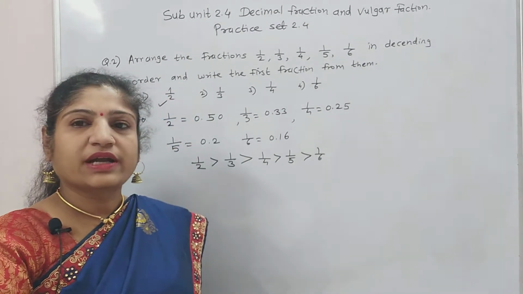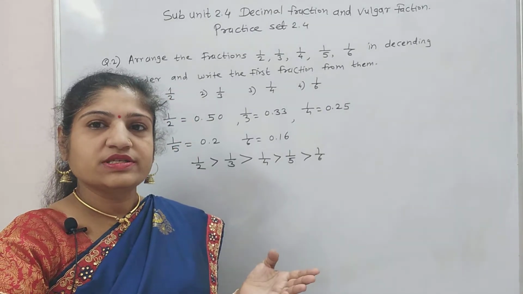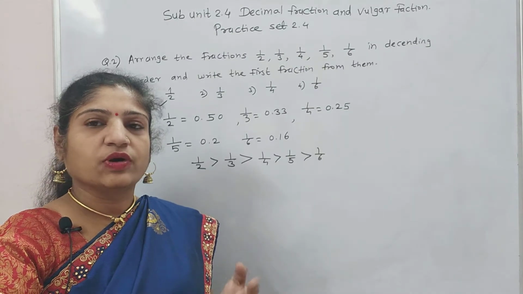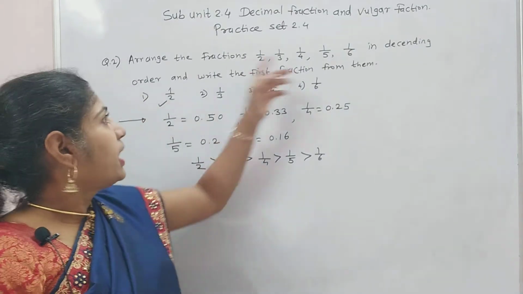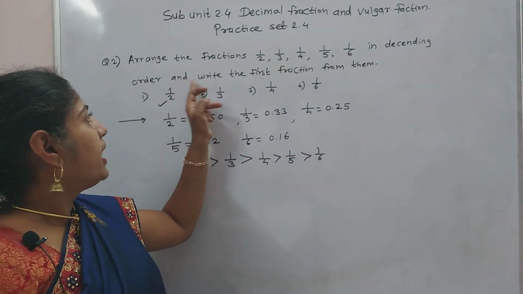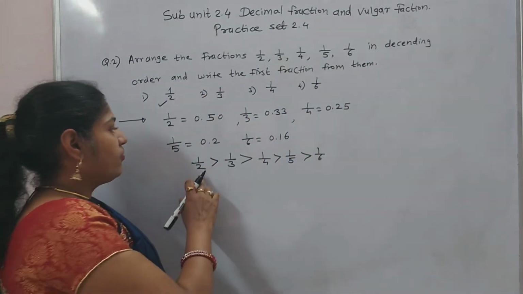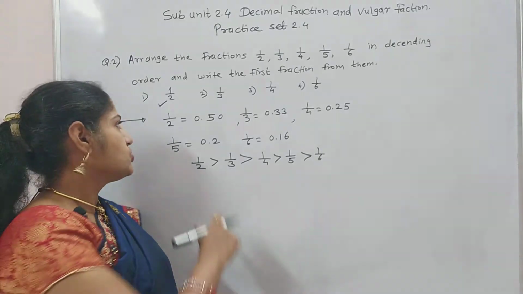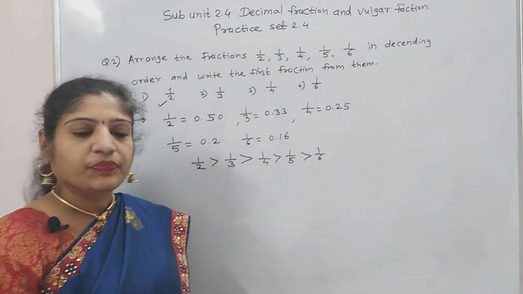Descending order means write the greatest number first and then the smaller numbers. In this example we are asked for the descending order and to write the first fraction. There 1/2 is the first fraction. So our answer is option number 1.